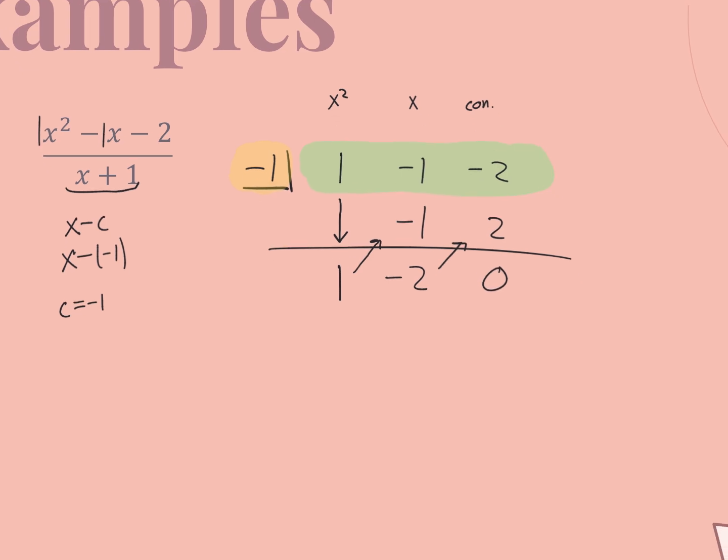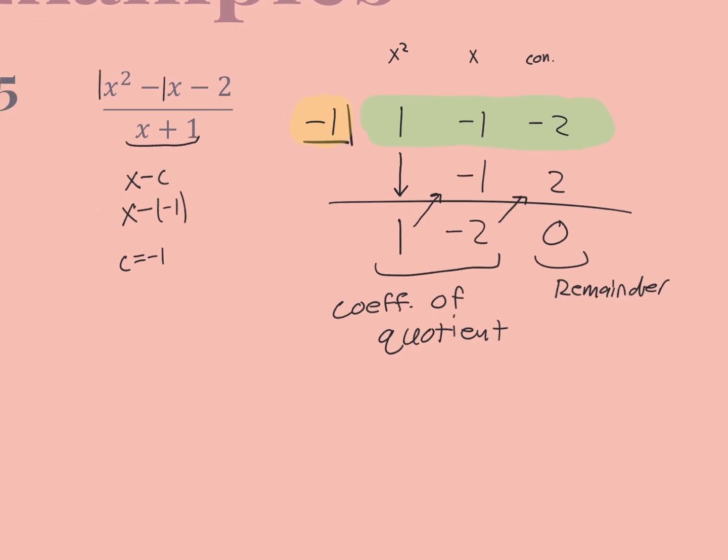Now you're probably wondering, why did we do that? What does all this mean? These are going to be the coefficients of your quotient. And then this right here is going to be your remainder. So this 0 means that we have a remainder of 0. There is no remainder in this case.